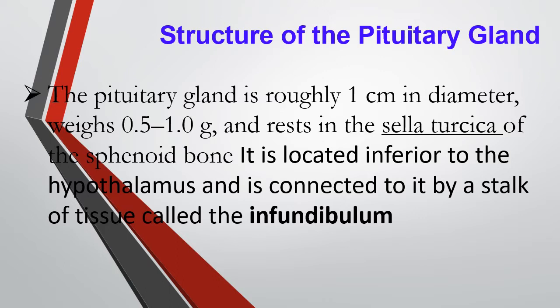Okay, the structure, maliit lang siya. 1 centimeter in diameter ang iyong pituitary gland and very light, no? About 0.5 to 1 gram lang yan. So that's the location, yung saddle depression in your sphenoid bone. It's called the sella turcica. Okay? So, inferior to your hypothalamus, ang kanyang location, and it is connected to it by a stalk tissue.